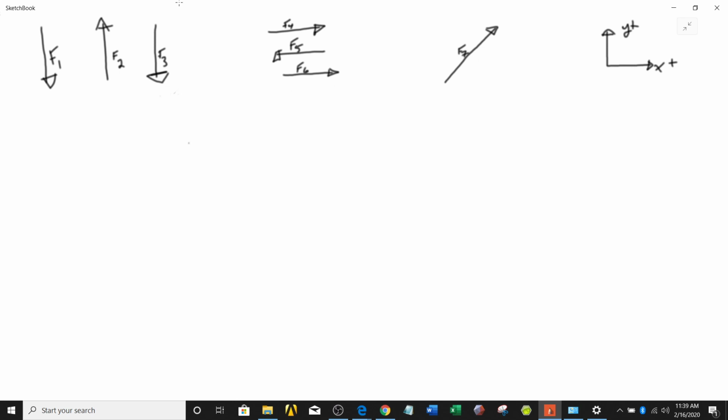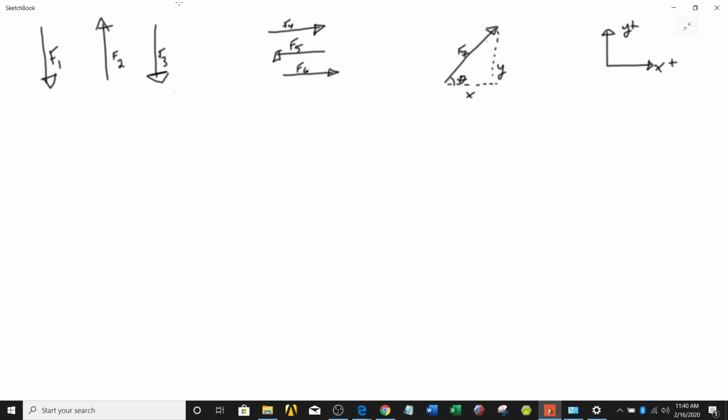Okay. So one of the things that I keep telling you guys is that if you have a force that is slanted, like F7, all you have to do is break it into its components. So you know you're going to have an X component because it's going this direction, and then you're going to have a Y component because it's going vertically. So again, that's your X and this is your Y. Okay? And let's say we're talking about this theta angle right there.